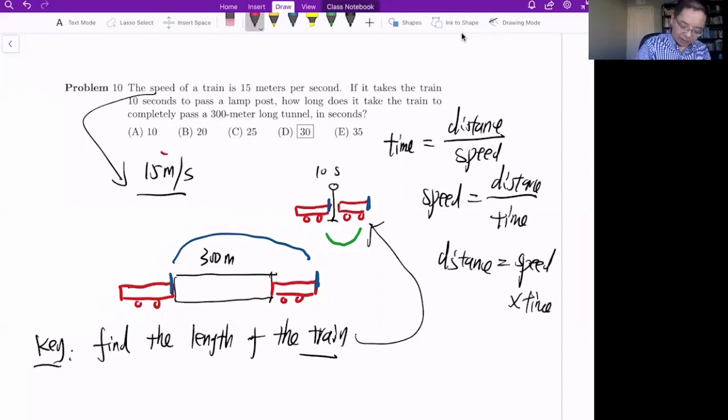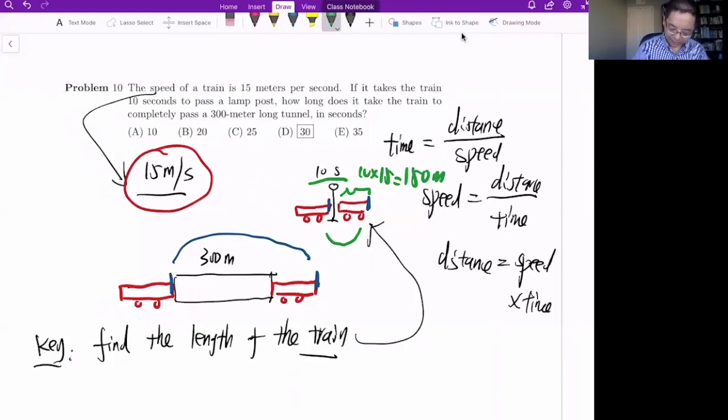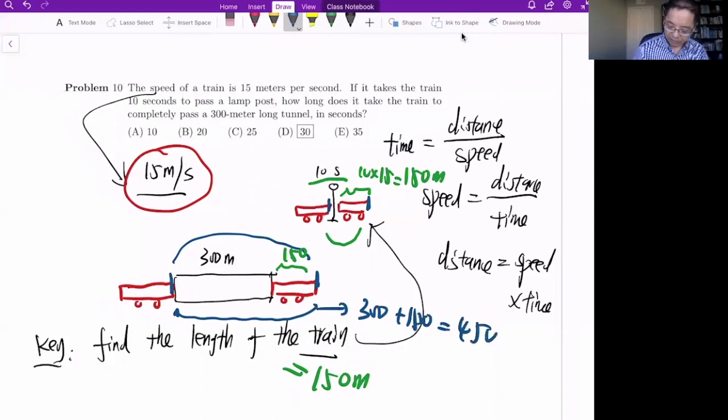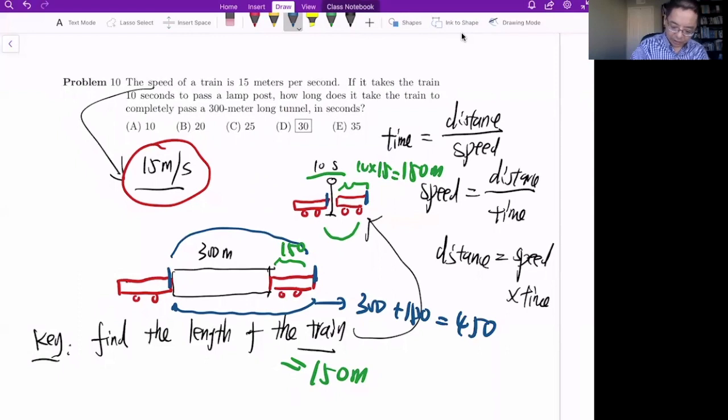So if I know the speed of the train is 15 meters per second, and it takes the train 10 seconds to pass the lamppost, which is exactly the length of the train, I get 10 times 15, which is 150 meters. So the length of the train is 150 meters. So the distance from here to completely pass is 300 plus 150. That is 450.